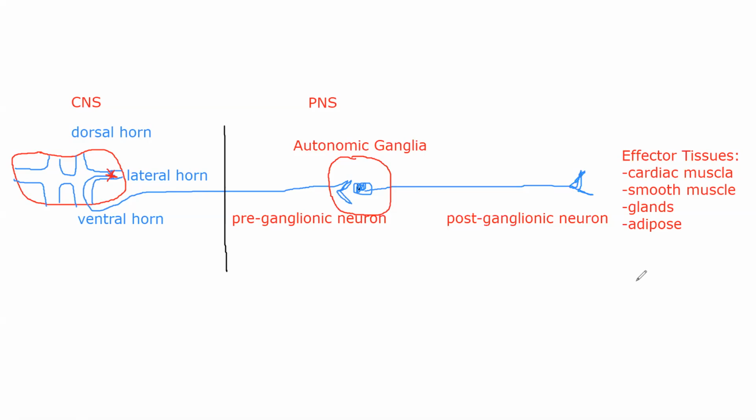Now, the collection of these ganglia, these autonomic ganglia, is what we call the sympathetic chain, okay? So these basically form a string going down the lateral aspects of the spinal cord, and collectively we call these the sympathetic chain. Okay? All right.